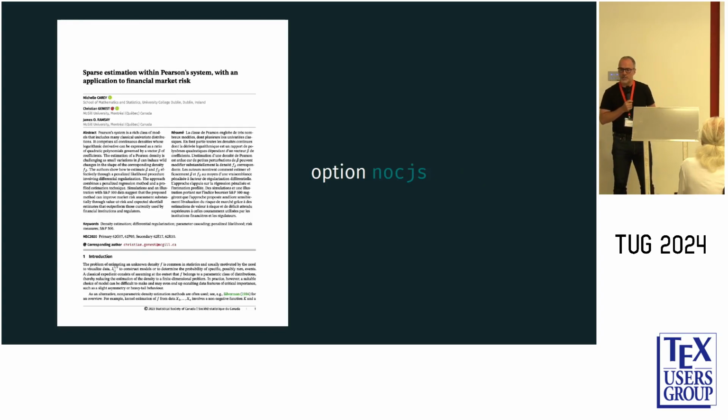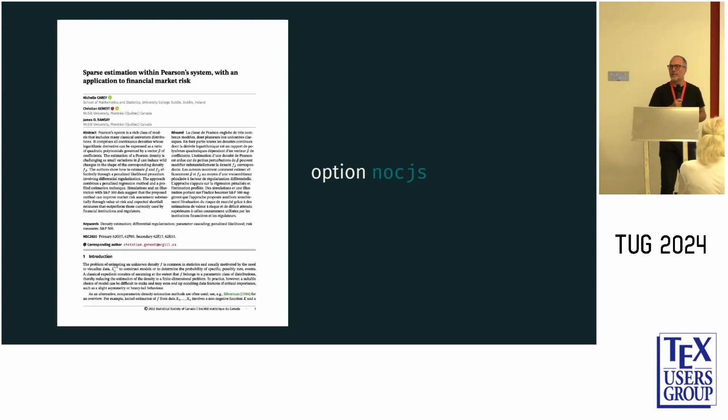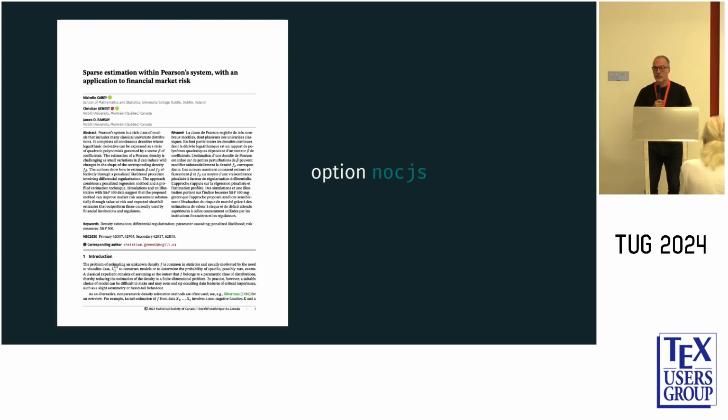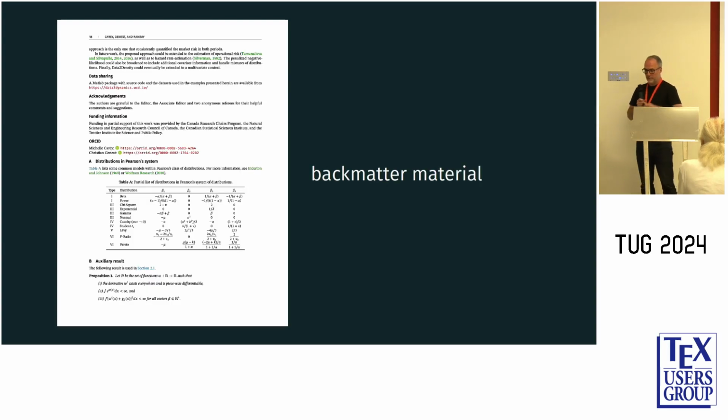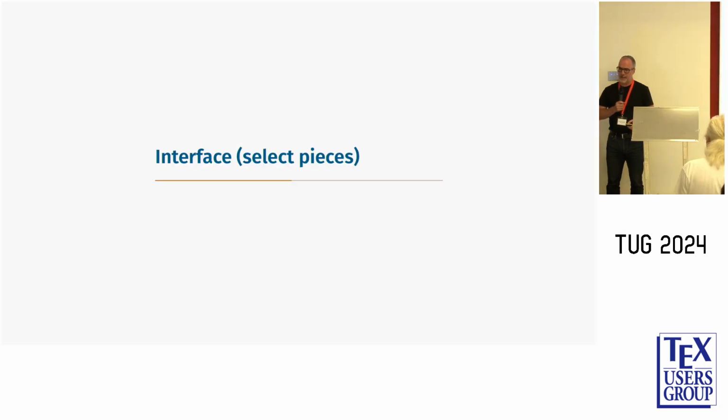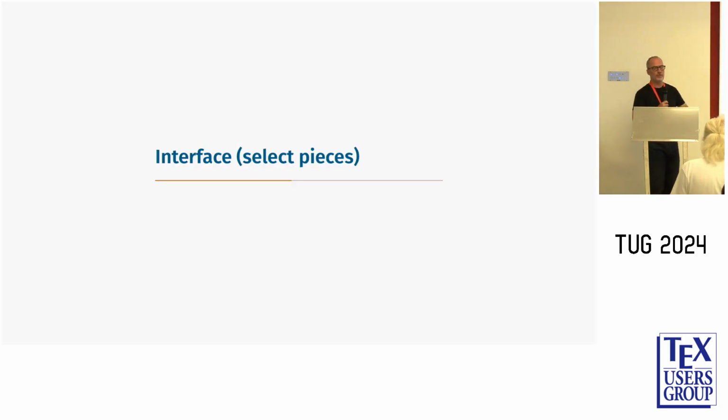And there's an option, no CJS, so that anyone can use the class to typeset documents without any link to the journal. If you like the class, you can use it without pretending that it's a Canadian Journal of Statistics article. Actually, the documentation of the class is written using that option. I won't have a lot of time to talk about the technical aspects of the class, which is a shame, but let's just have a look at a few things for the few remaining minutes.